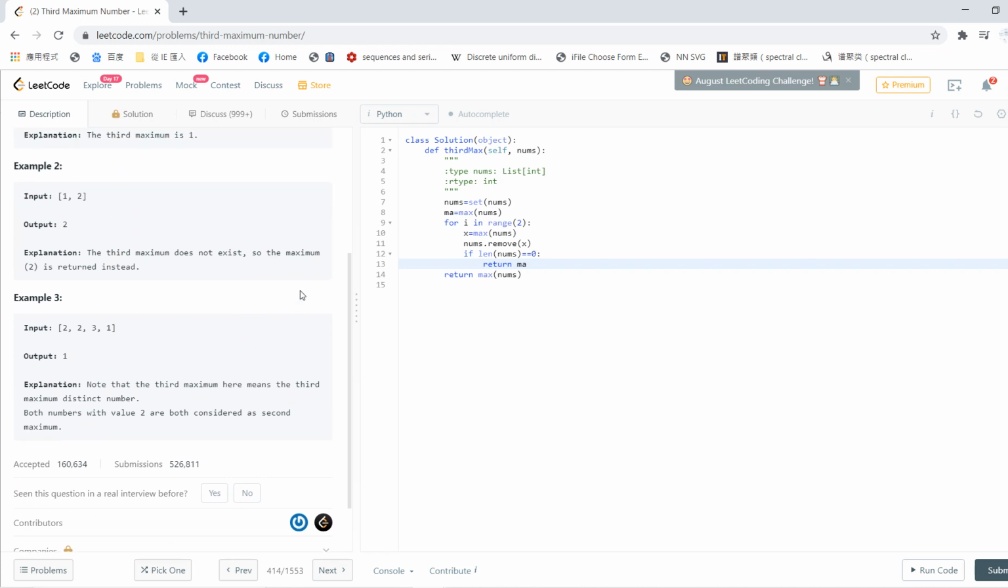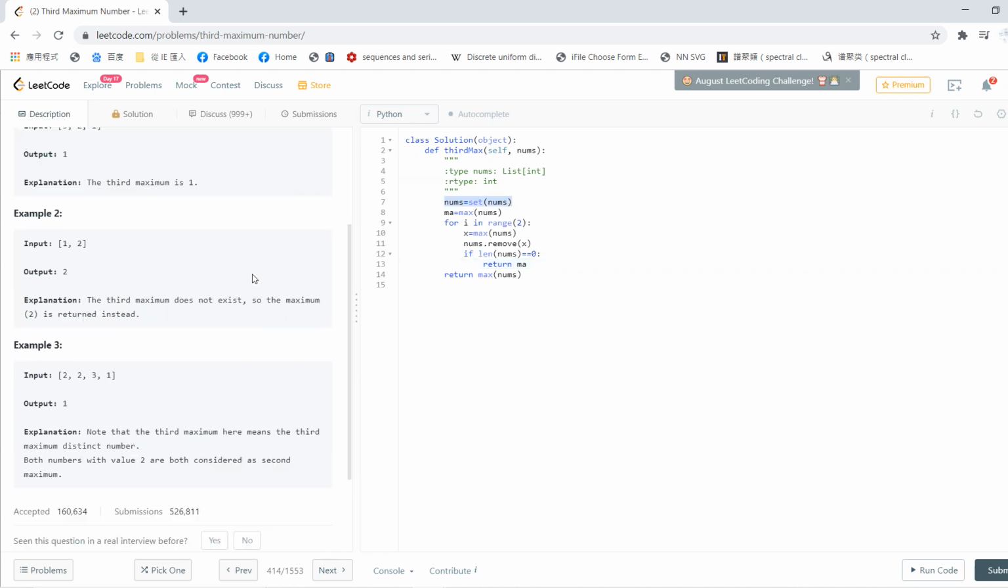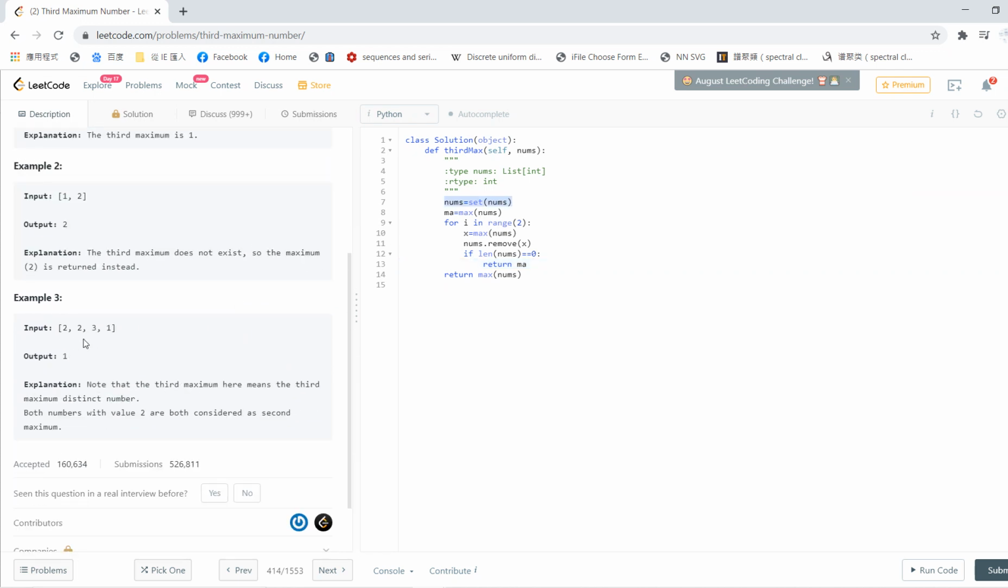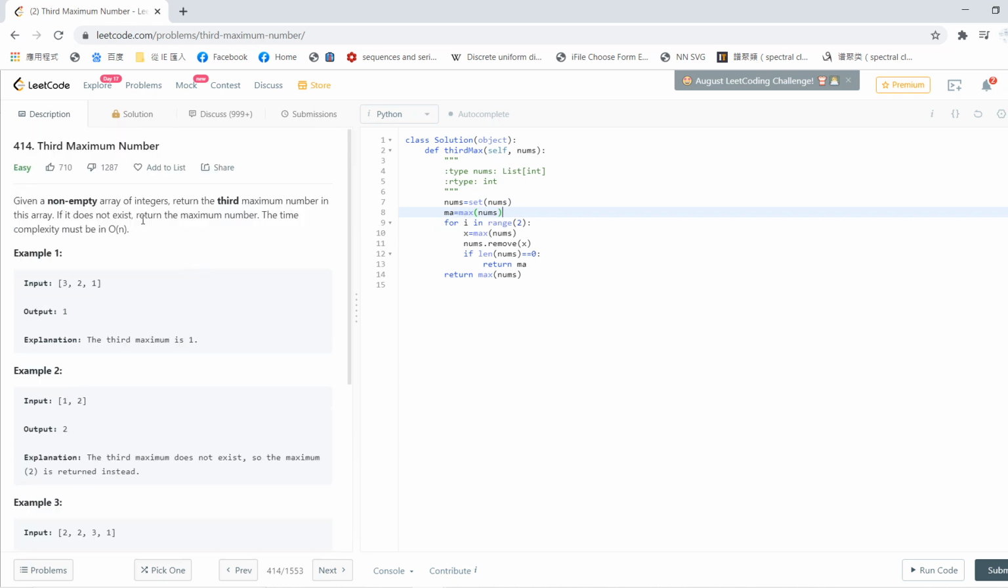Okay. So what I did is that I first delete duplicates. For example, in this case it's 2, 2, 3, 1. Notice that the third maximum means the third maximum distinct number, so these two cannot be the same. So I first take a set to kill the same objects, and I call the max MA just to be the maximum, because we have the chance that it does not exist, so we will return the maximum number.